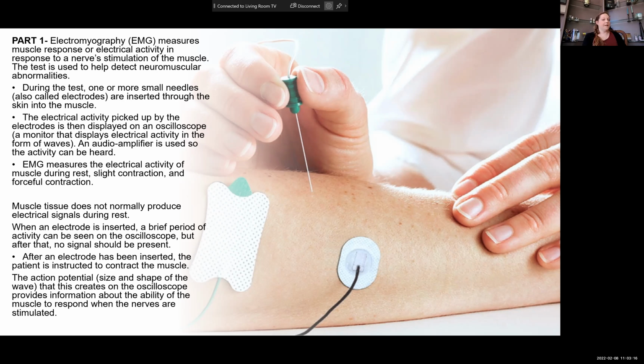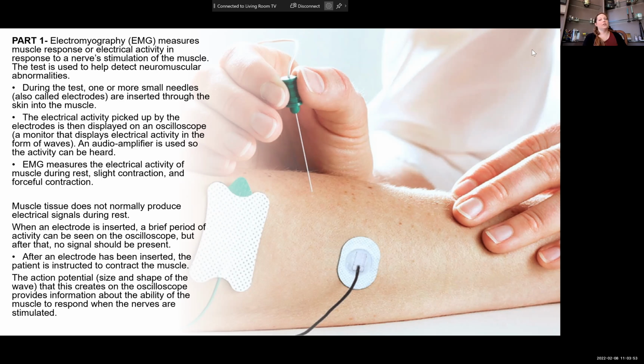There's a monitor called an oscilloscope. It's listening to electrical activity and puts it up on the screen as a graph, and it also gives you a sound. Muscle tissue does not normally make electrical signals unless you're moving the muscle. So they insert the electrode, and there's a brief burst on the screen because you've irritated the muscle by sticking something into it. Then it gets silent. There's nothing on the oscilloscope screen and no sound. But when you contract the muscle lightly, and then more forcefully, you can watch it appear.